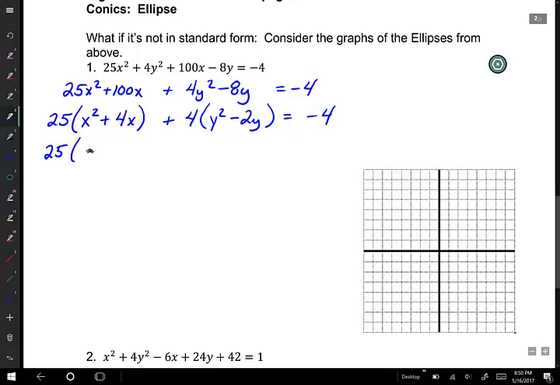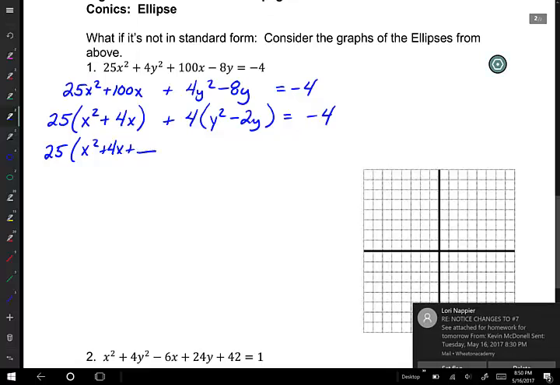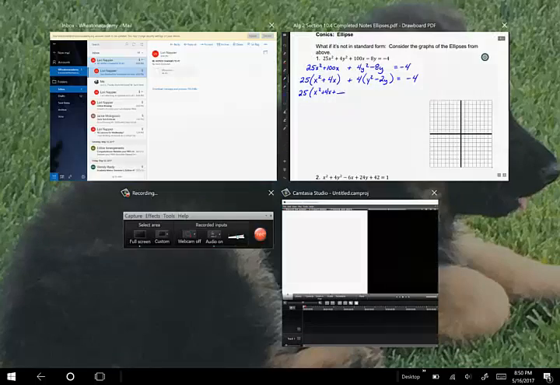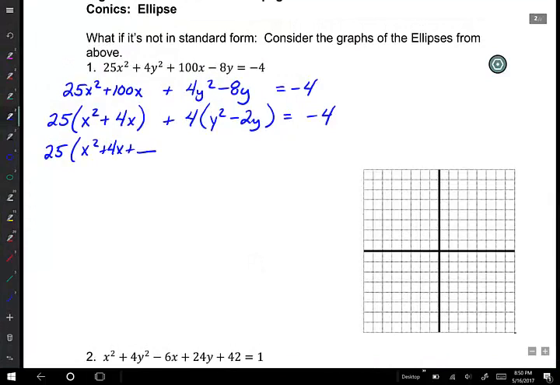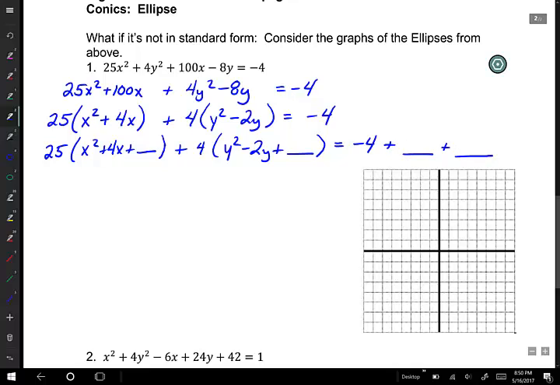So 25 parentheses x squared plus 4x plus blank, plus 4 parentheses y squared minus 2y plus blank, and this is going to equal negative 4 plus blank plus blank. This line is going to be our longest line of each of our ellipses as we convert them. Just like with our circles, half of 4 is 2, 2 squared is 4, so we're going to add a 4 there.